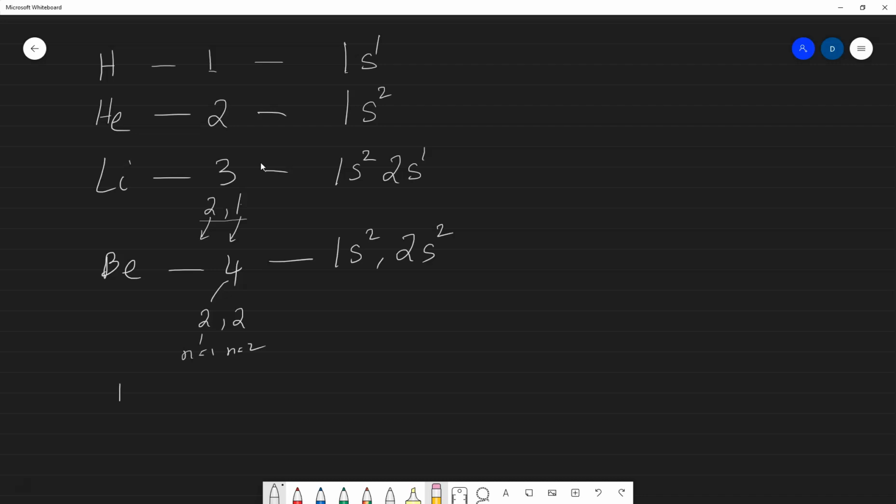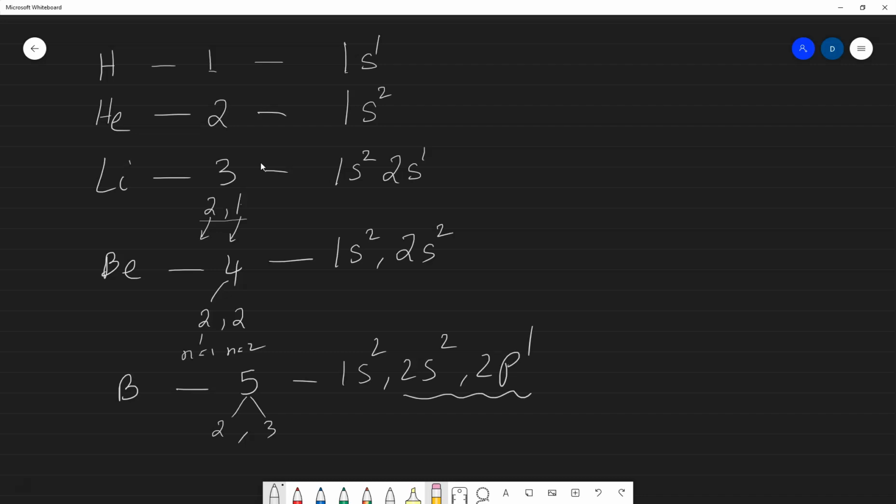So next will be boron. Boron has got 5. So now you can start. Once you write 3 or 4, you can solve this mentally. So this is 2 and 3, the GCSE way. So 1s2, 2s2, and 2p1.